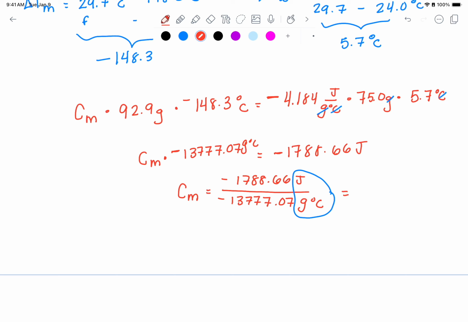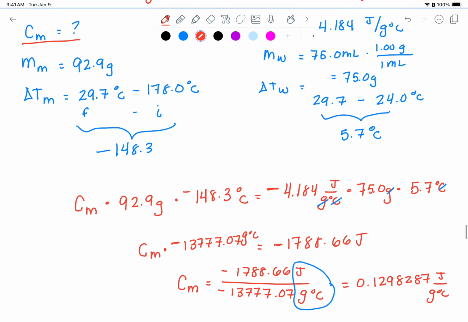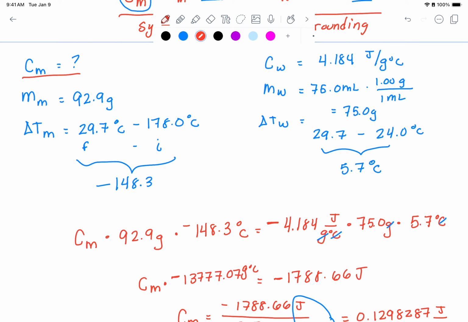We get a value after doing that ratio of 0.1298287 joules per gram degree Celsius. But we're not done yet. We need to look at sig figs really quick. If you look at the numbers that are given to us, I have 3 sig figs here.